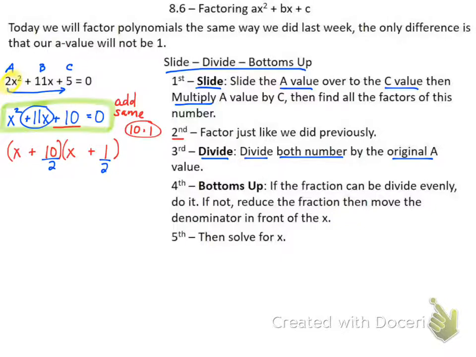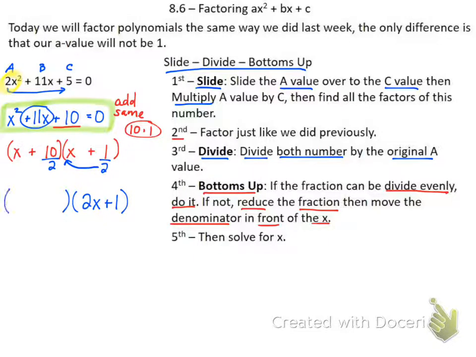Or I can do something, my fourth step, I'm going to call bottoms up. If the fraction can be divided evenly, do it. If not, we're going to reduce the fraction. If it can be reduced, we can use our graphing calculator to divide the numbers by each other. Hit the math button and then hit enter twice, and that'll give it to me as a reduced fraction. Once I reduce the fraction, then I want to move the denominator in front of the x. With this problem here, I'm going to grab the 2 and move it up in front of the x because 1/2 doesn't divide as a whole number. And so I'm going to rewrite this one as 2x plus 1.